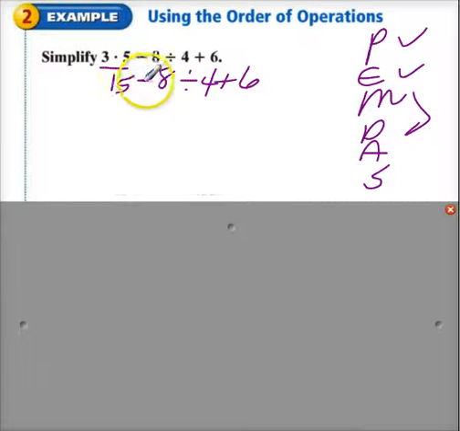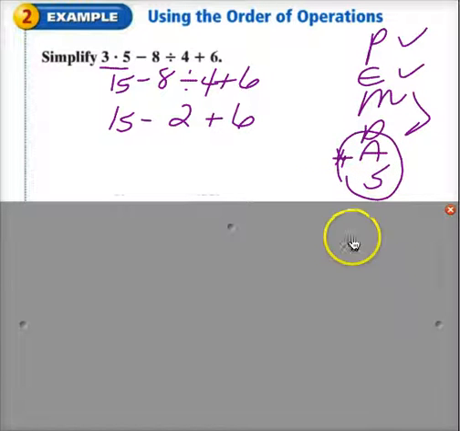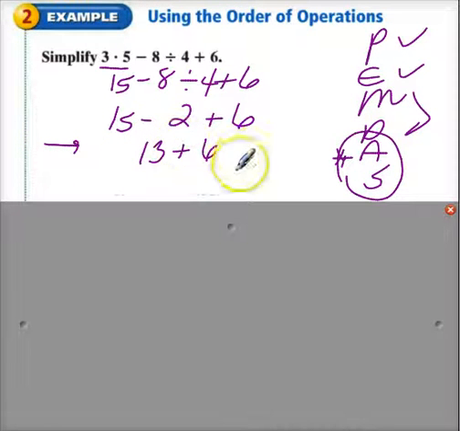Now I'm looking for more multiplying or dividing. Oh, here's division. 8 divided by 4 is 2. Rewrite what you have. Now, this is what I mean by working left to right. I have subtracting and I have addition left. In PEMDAS, addition technically comes first. But when these are the only operations left, you want to do them from left to right. So I'm actually going to work this way. 15 minus 2 is 13, plus 6 is 19.